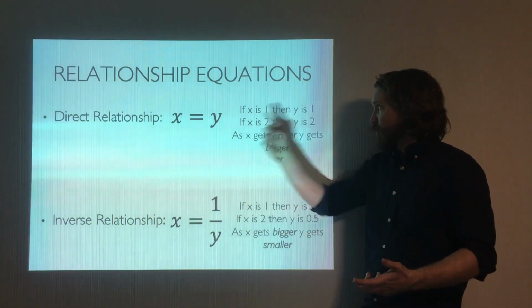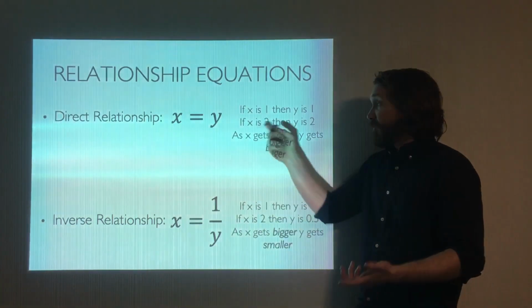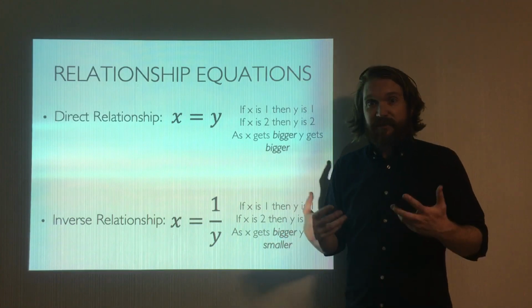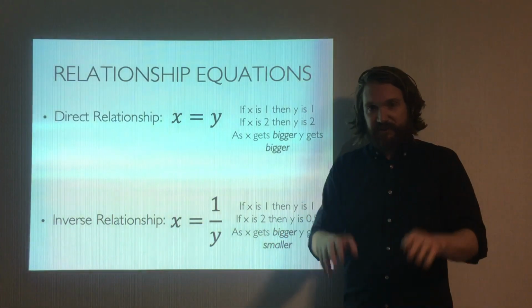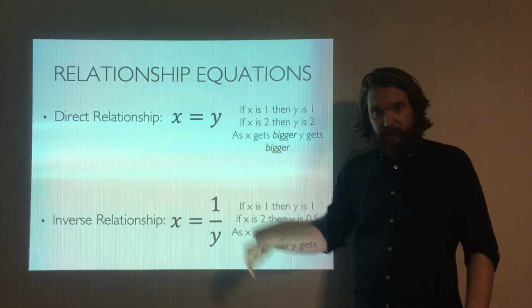Look at this. If X is 1, well, X equals Y, that means Y is 1. So if X is 2, that means now Y is 2 because X equals Y. This is a direct relationship. If X gets bigger, Y gets bigger. If X gets smaller, Y gets smaller, okay?